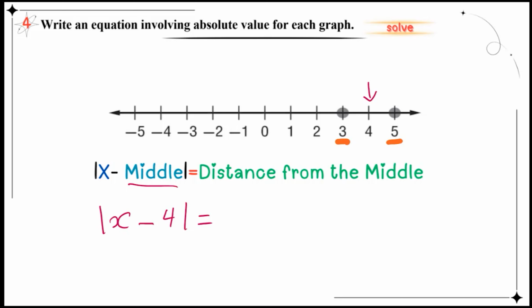The distance from the middle, let's count. This is the middle. It's just very easy. The distance from the middle will be 1 from the right and 1 from the left. Then your answer is correct, because this 4 is the middle, so the two distances should be equal. Then here we write absolute value x minus 4 equal 1.